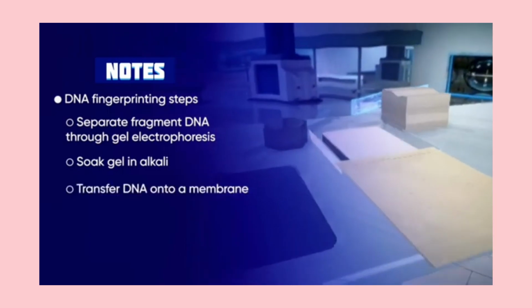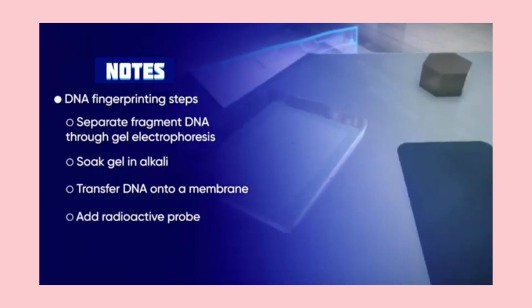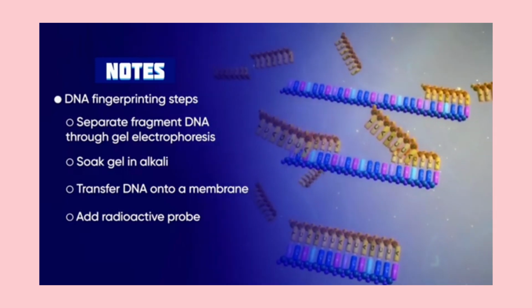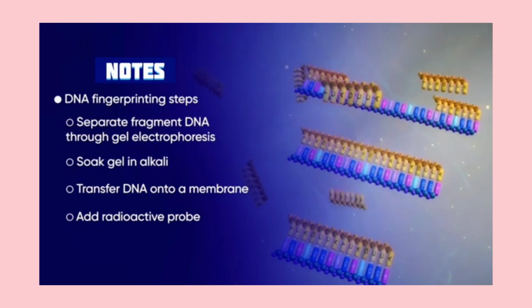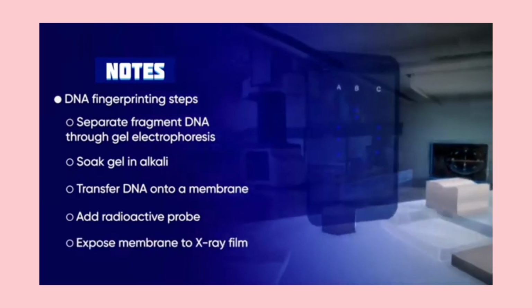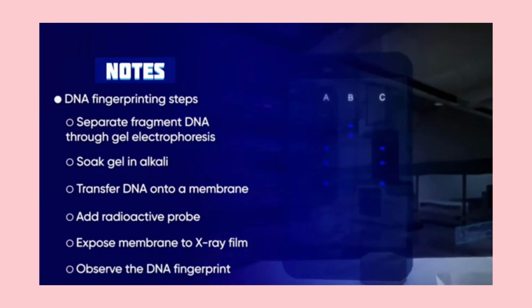Blot the DNA onto a nylon membrane. Immerse the membrane into radioactively labeled probes. This allows for the hybridization of sample DNA with a probe. Expose the membrane to an X-ray film. Observe dark bands of DNA fragments on the film.